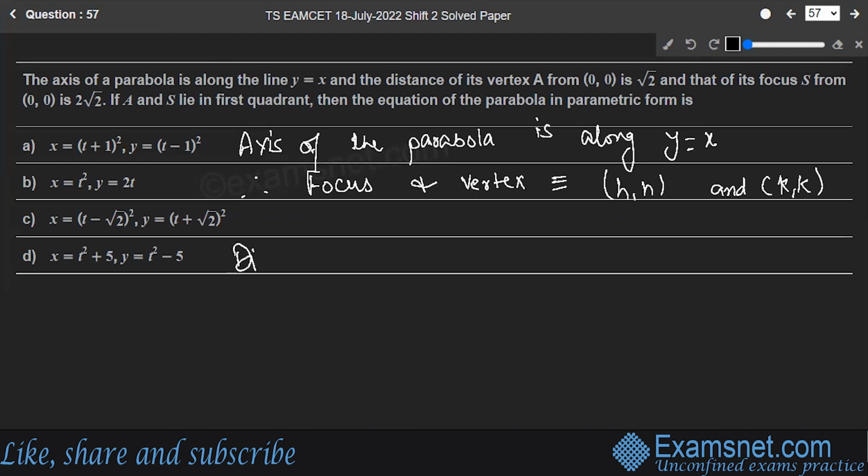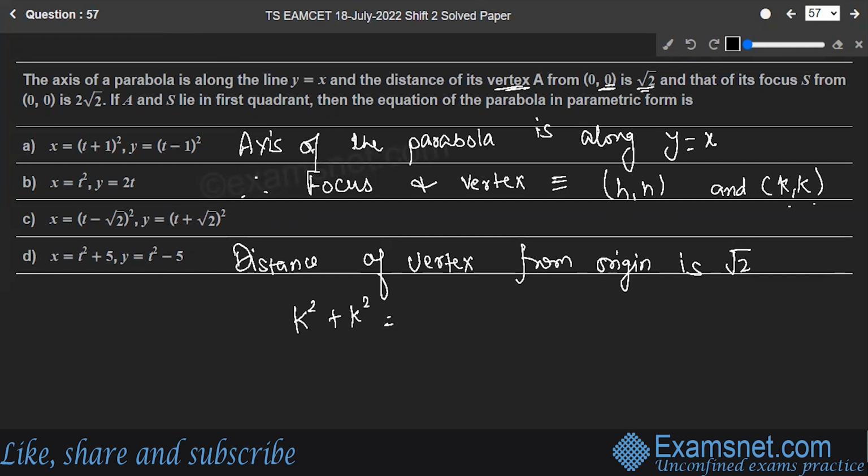Now, the distance of the vertex from the origin is root 2. The vertex is k comma k. Therefore, k square plus k square is equal to root 2 square, or 2k square is equal to 2, which gives you k is equal to 1.